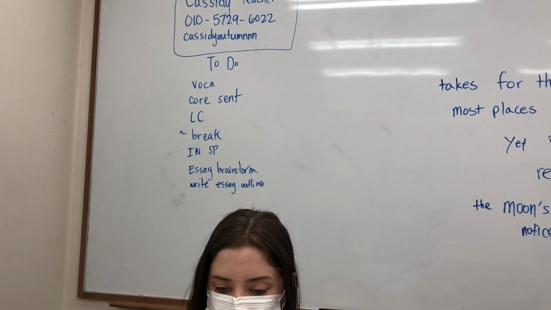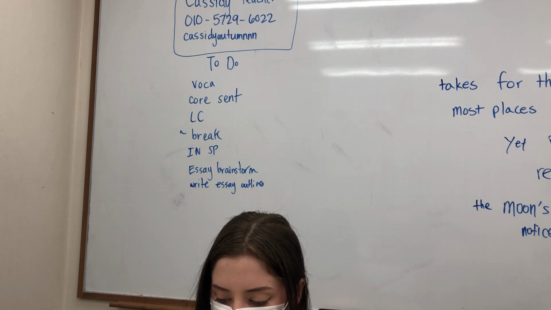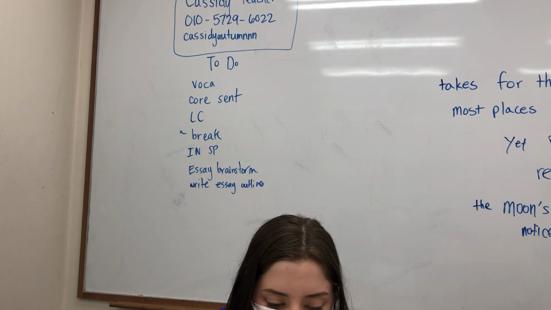It's much closer to the planet. Just in case you're interested, the sun's gravitational influence on the Earth's tides is less than 50% of the moon's.